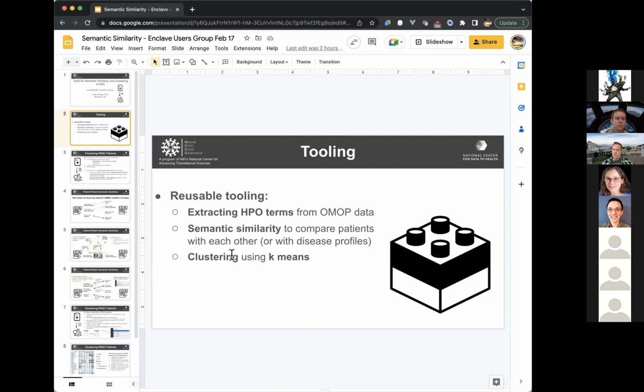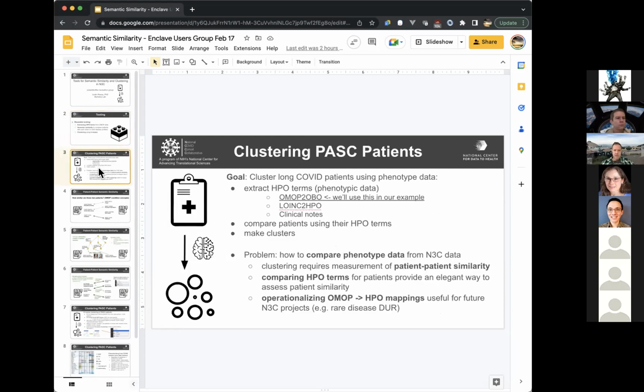And then what we use this for in our long COVID clustering work was: here's a bunch of patients, compare them to each other, and then conceptually you get a giant n by n matrix of how similar every patient is to every other patient. And you can plug that in. There's lots of things you can do with that, obviously, but we plug that into k-means clustering and use that to define subtypes of long COVID, and I'll walk you through that in a minute. So, like I said, our use case here was to cluster long COVID patients.